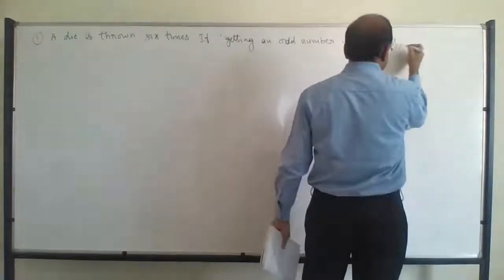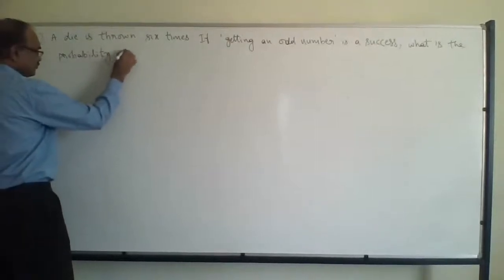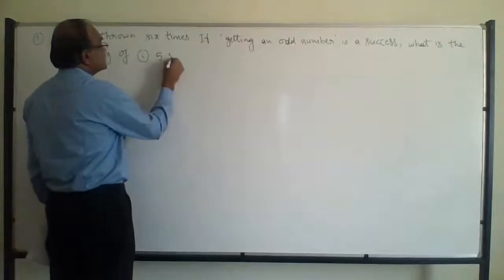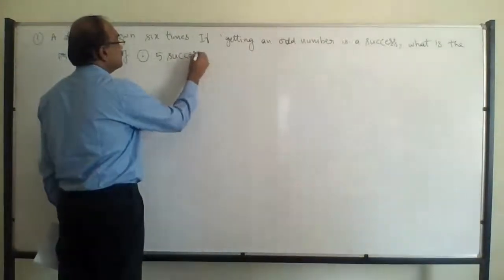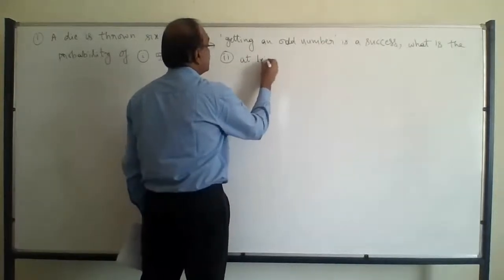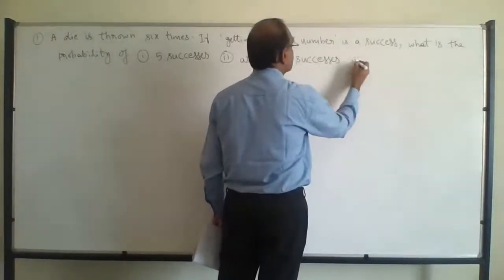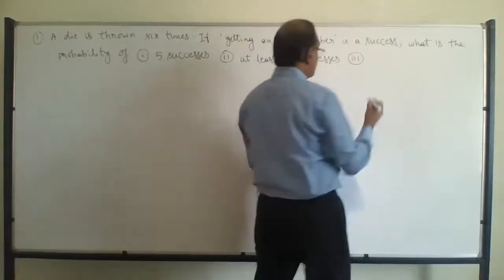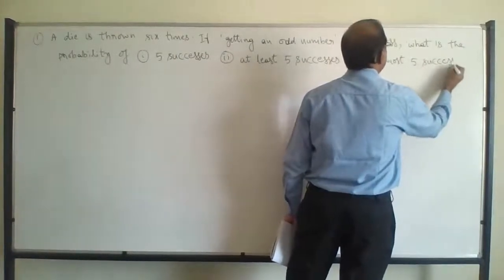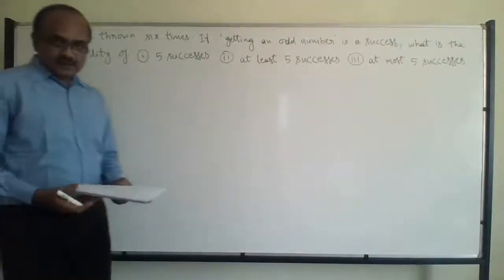What is the probability of 1, 5 successes? 2, at least 5 successes. 3, at most 5 successes. Okay. So let us try to understand.